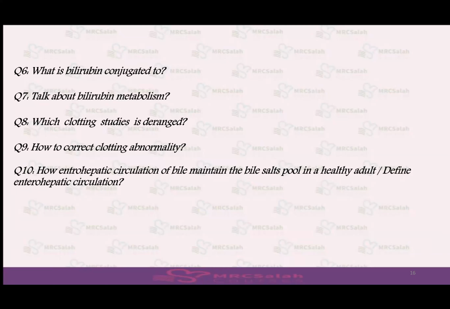How does enterohepatic circulation of bile maintain the bile salts pool in a healthy adult? Define enterohepatic circulation, in other words. The amount that is lost in the feces will be replaced because the liver synthesizes a small amount of bile salt to replace it. Please give me numbers. What is the ratio that will be excreted and how much will be reabsorbed? About 90%. Continue. About 90% will be reabsorbed.